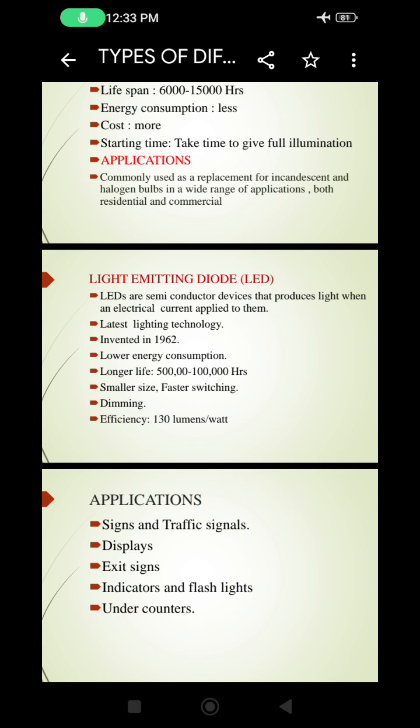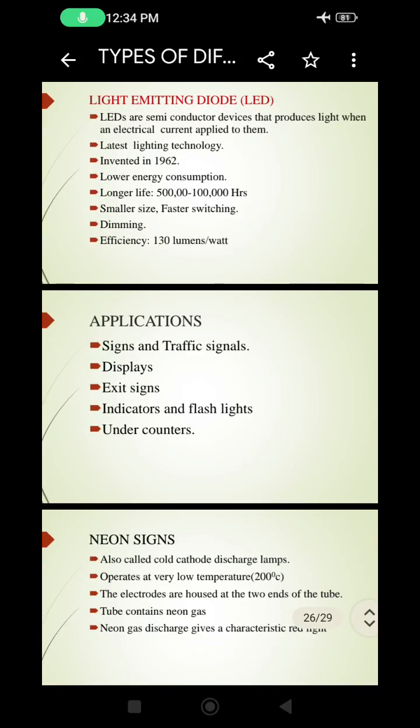Then the light emitting diode, also known as LED. LEDs are semiconductor devices that produce light when an electrical current is applied to them. It is the latest lighting technology, invented in 1962, with lower energy consumption and a longer lifespan of 15,000 to 1 lakh hours. They are smaller in size, have faster switching, have the ability to dim, and have an efficiency of 130 lumens per watt. Applications are used in traffic signals, displays, exit signs, indicators, flashlights, under counters, etc.